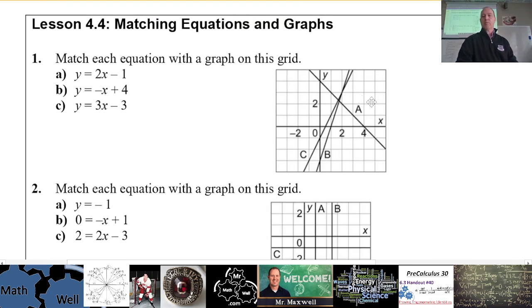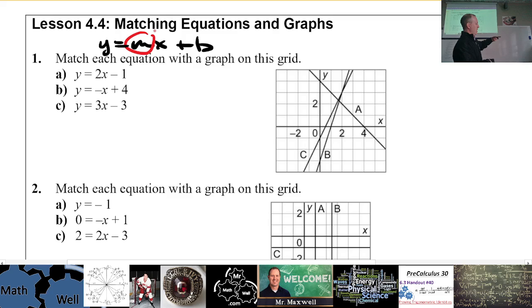So what we need to understand is that this y equals mx plus b form is very, very important. And the m right here is the slope of the line. So remember, a positive slope is when the line goes up from left to right. That's a positive slope. And if it goes down from left to right, that's a negative slope. Very important. The other thing that's important here is this value, which is the y-intercept.